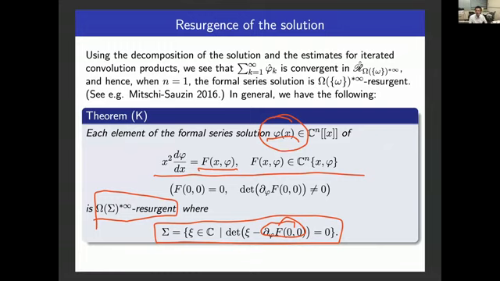Yeah. Is it because of the mixture between the two variables, the Borel variable and the independent variable, which are mixed up in the integral equation? Yeah, I guess that makes it harder. Thank you.